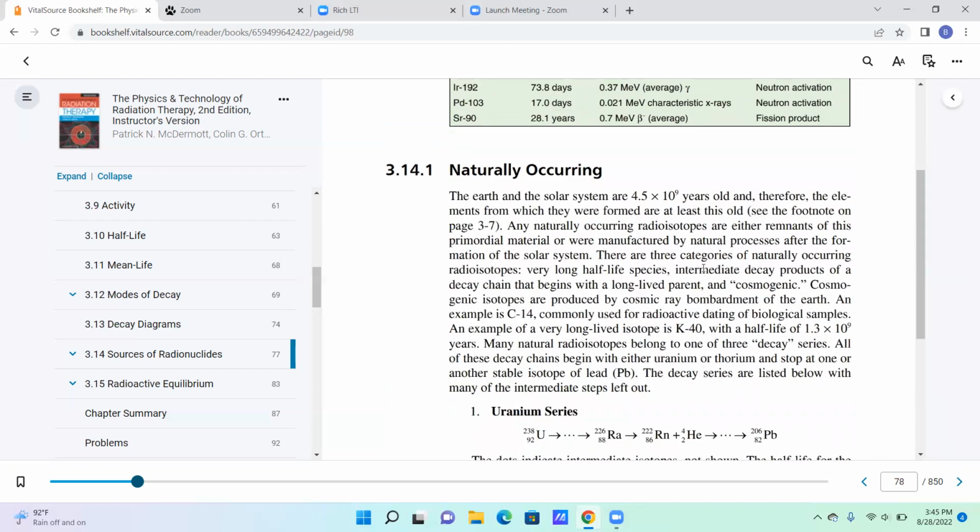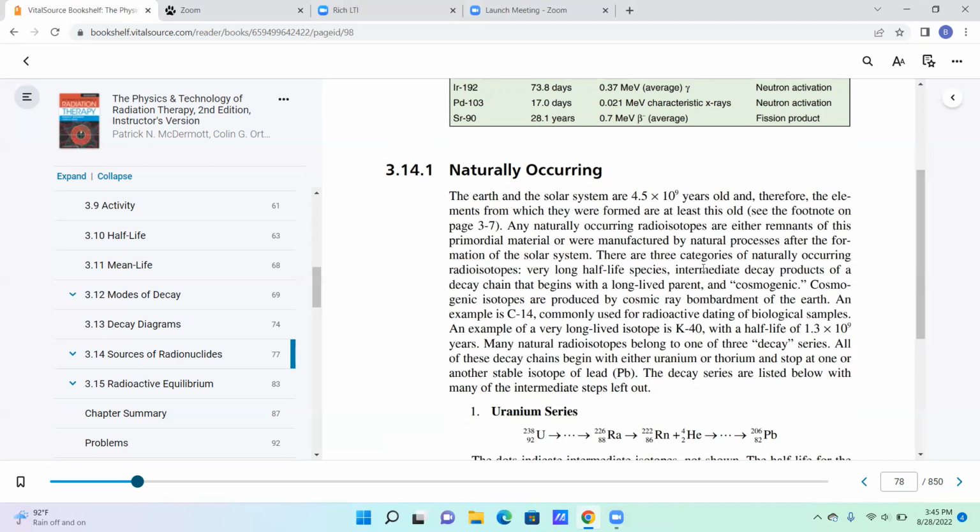The Earth and the solar system are about 4.5 times 10 to the ninth years old, and therefore the elements from which they were formed are at least this old. Any naturally occurring radioisotopes are either remnants of this primordial material or were manufactured by natural processes. There are three categories of naturally occurring radioisotopes.